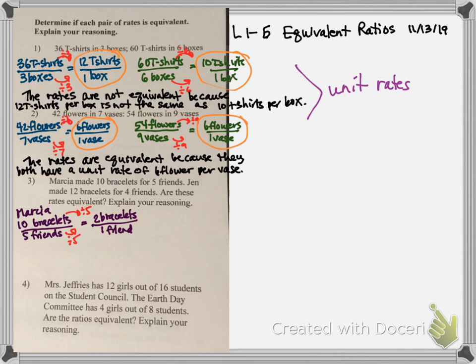This is going to be Jen. And she's got 12 bracelets per 4 friends. And again, I can do a unit rate. Divide top and bottom by 4, and I get 3 bracelets per 1 friend. Well, that doesn't seem very fair. So my conclusion is this isn't the same. So these rates are not equivalent.